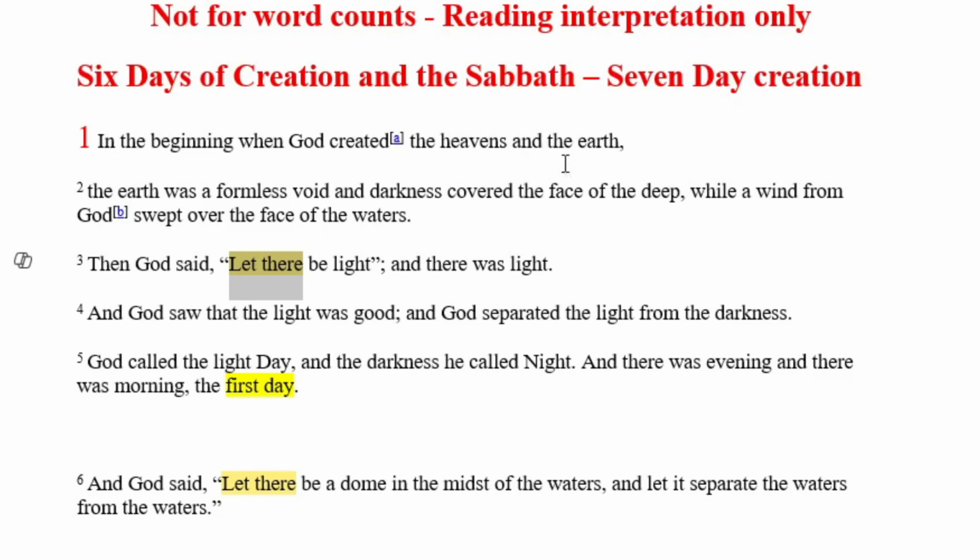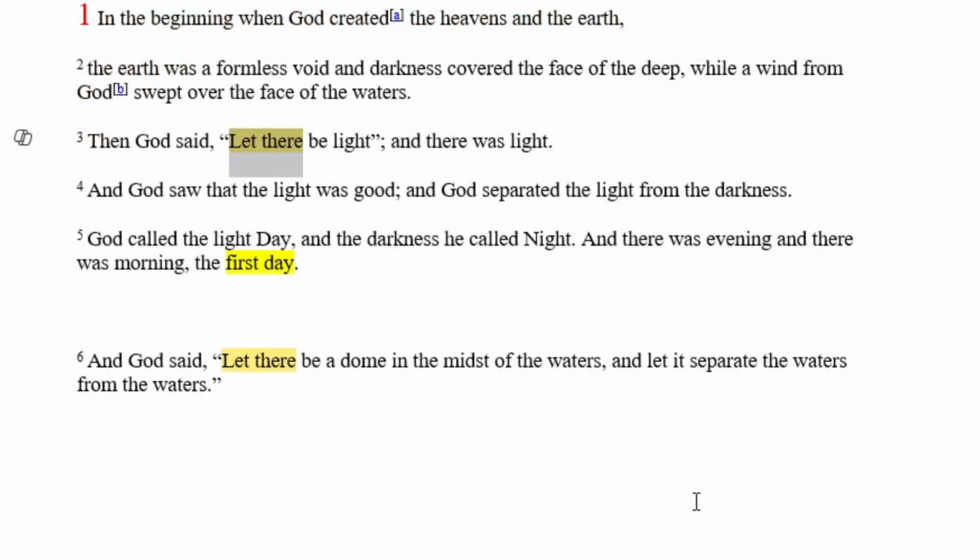In the beginning, when God created the heavens and the earth. Verse 2. The earth was a formless void, and darkness covered the face of the deep, while a wind from God swept over the face of the waters. Verse 3. Then God said, let there be light, and there was light.